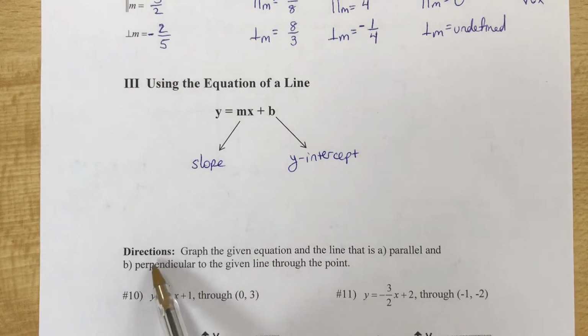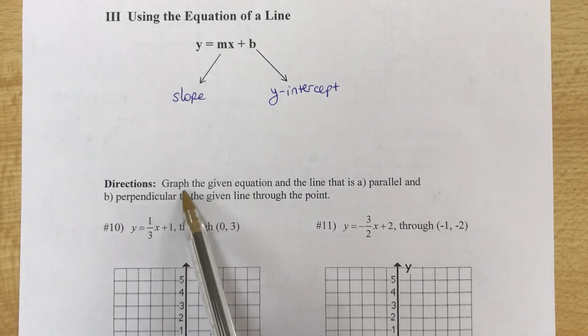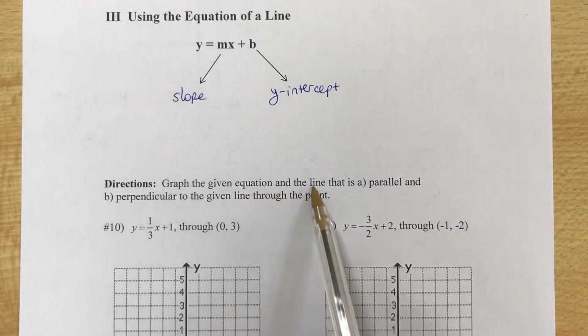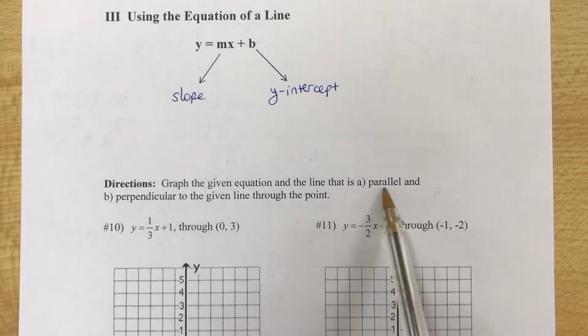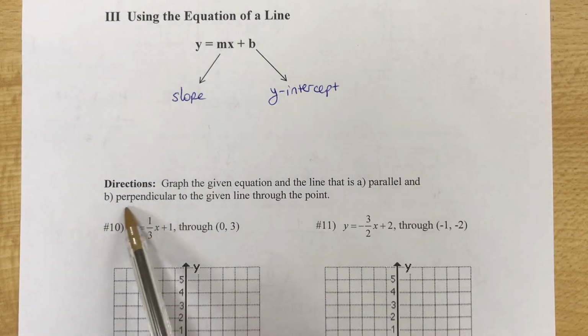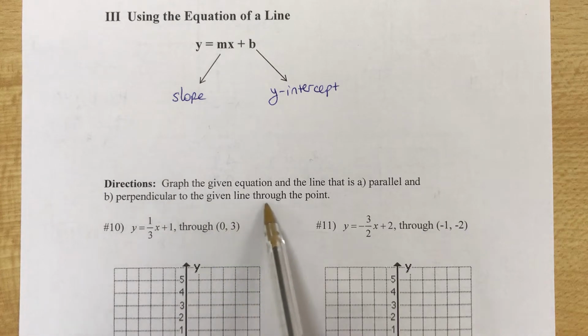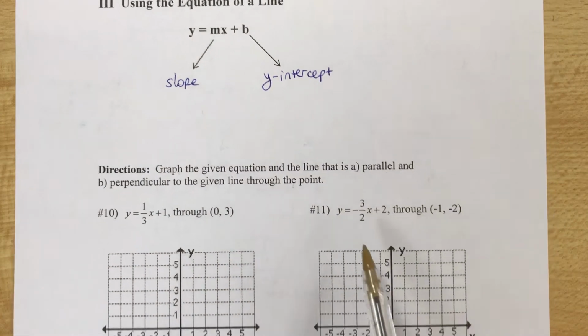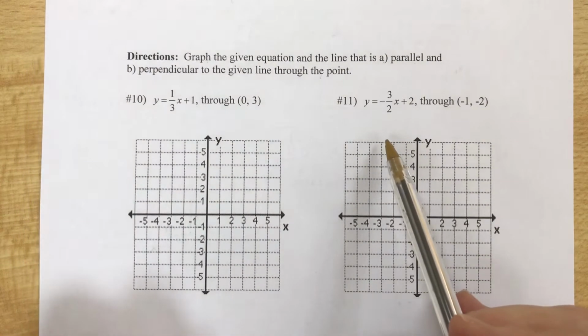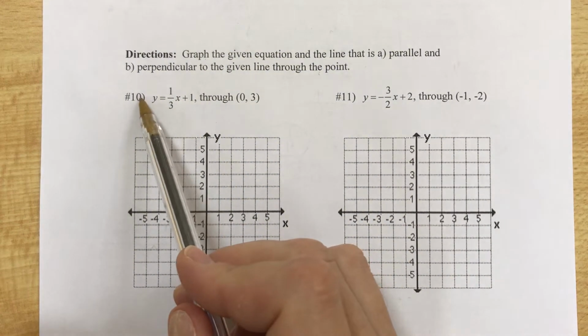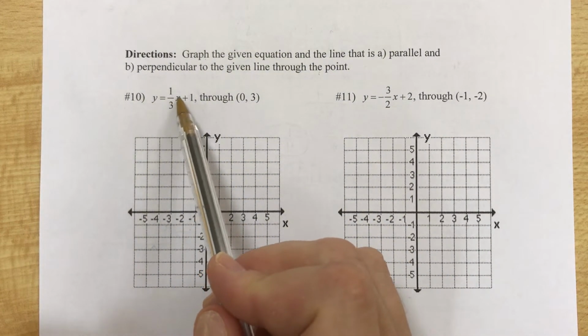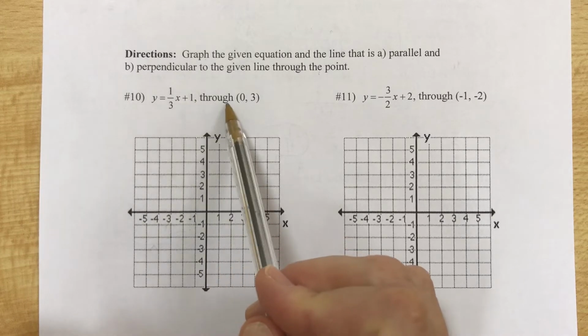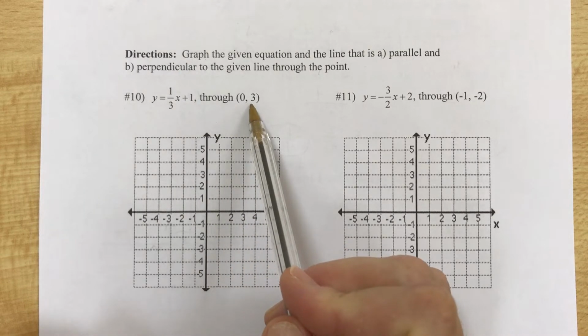And let's see, directions. Let's go to the bottom. Graph the given equation and the line that is A, parallel, and B, perpendicular to the given line through the point. Okay, so there's a lot going on there. So let's take number 10, y = 1/3 x + 1 through (0, 3).